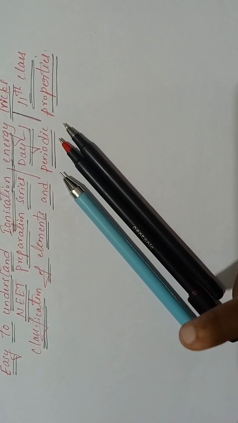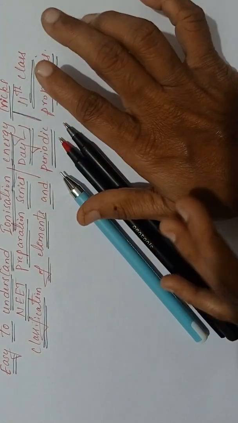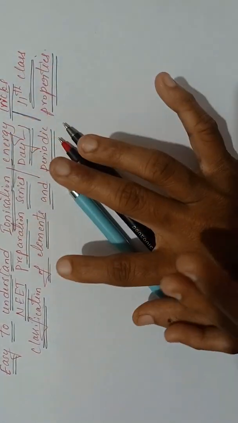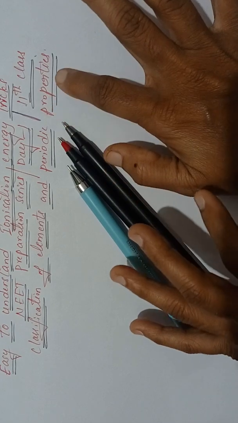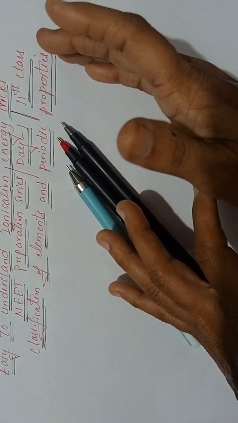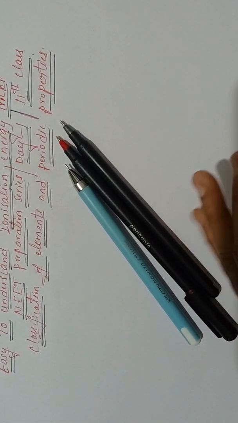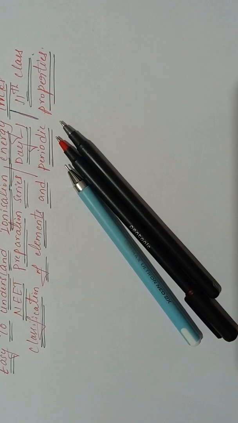In today's section I am going to discuss the ionization energy tricks, NEET preparation series Day 1, 11th class topic: classification of elements and periodic properties. This is the third lesson, 11th class, first PUC. Clear, students? In the last video I discussed ionization energy.